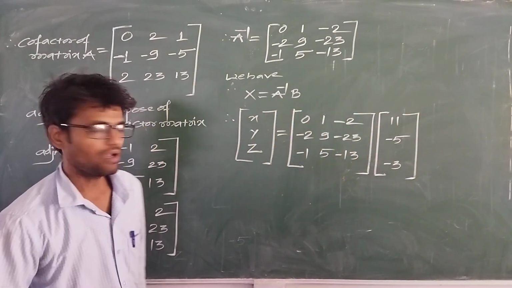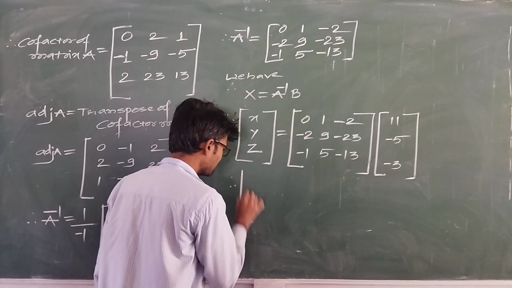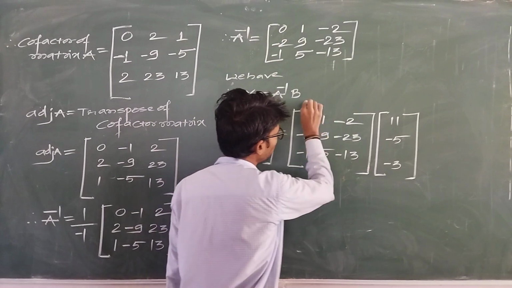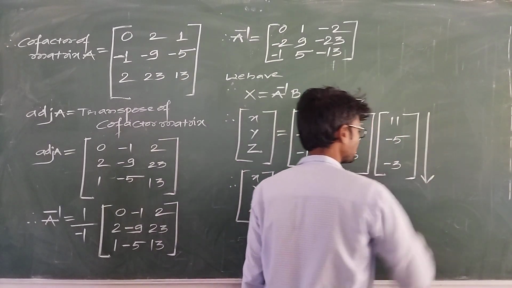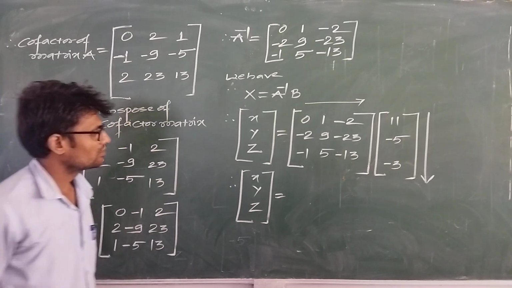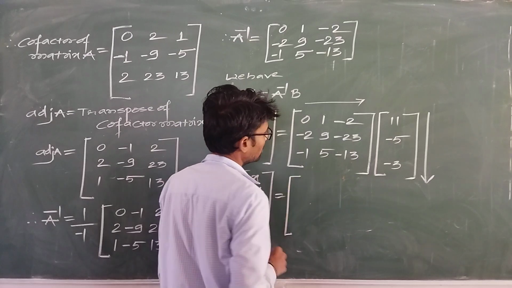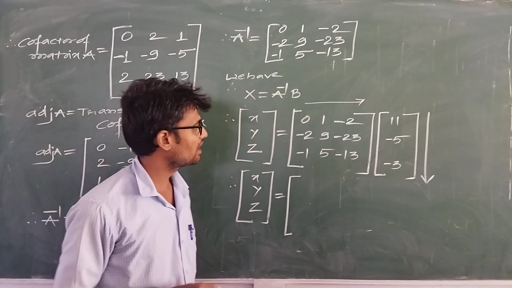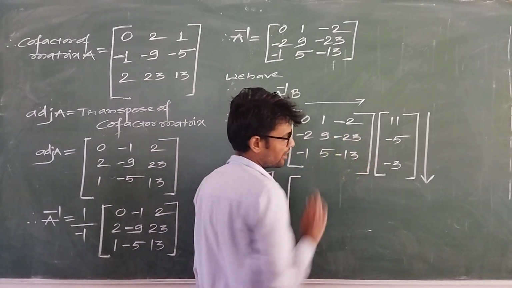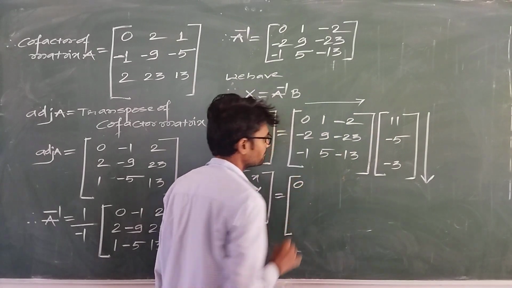Now I want to find the values of x, y, z, so I will write this unknown matrix as it is. Now I go for row into column multiplication. You saw matrix multiplication in the last video. That method you have to follow here. So see, first row into this column I go: 0 into 1 is 0.